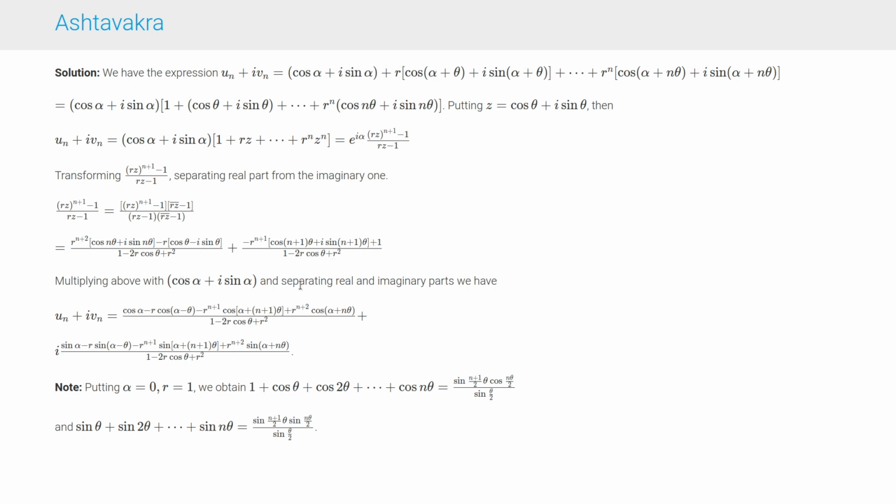Now multiplying this with cos alpha plus i sin alpha, we have Un plus iVn equal to the given expressions. Now we put alpha equal to 0, and so from this we have the required result. We put alpha equal to 0, we obtain 1 plus cos theta up to cos n theta is equal to sin ((n plus 1) by 2 theta) cos (n theta by 2) divided by sin (theta by 2), and similarly for the sum of sine terms.